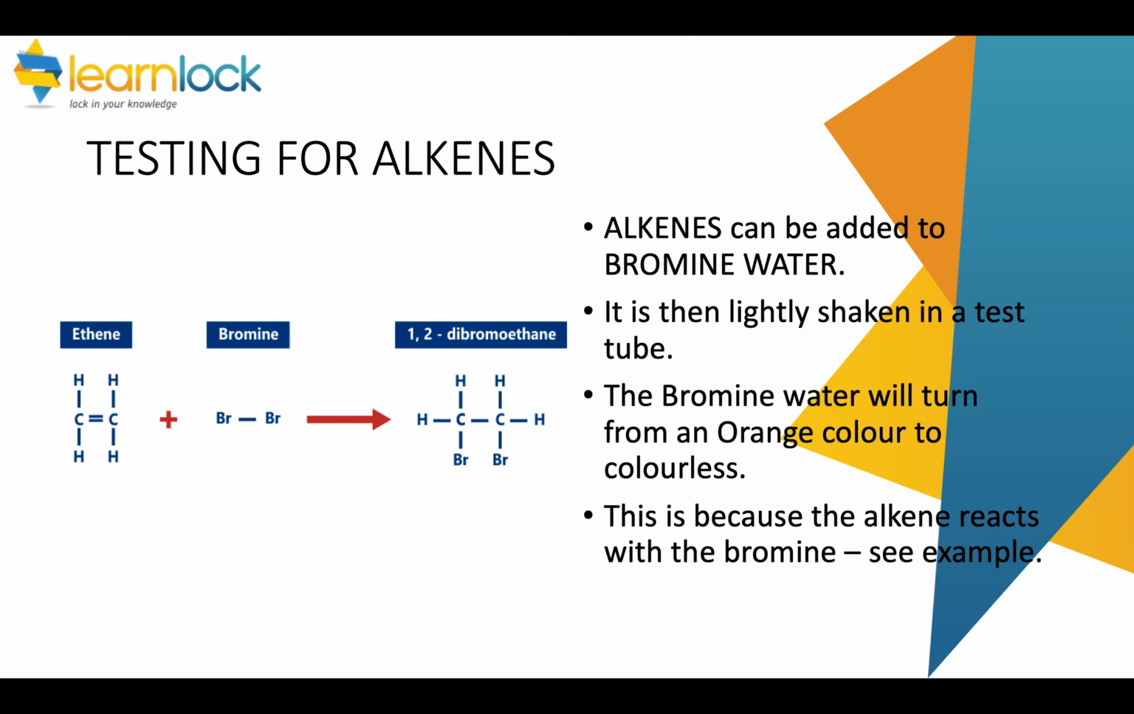You can test for alkenes by adding bromine water. Bromine water is an orange colour. You add it to the alkene and shake it lightly. If it turns colourless, it shows that an alkene is present. If it doesn't and stays orange, that means it's not an alkene. The reason this happens is when ethene, or any alkene, reacts with bromine, a reaction occurs, as shown here.